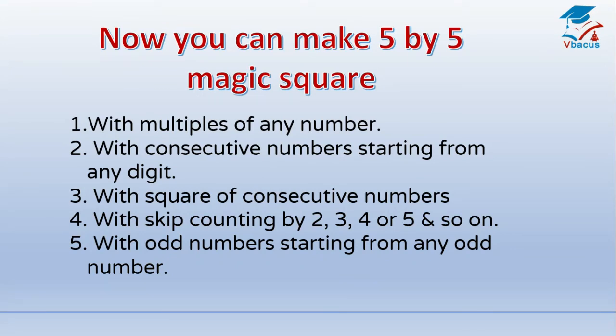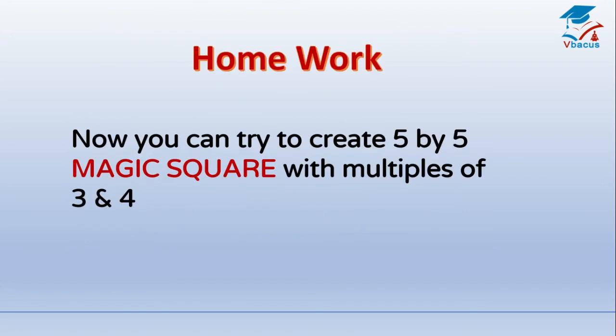Now you can make a 5 by 5 magic square with multiples of any number, with consecutive numbers starting from any digit, with the square of consecutive numbers, with the skip counting by 2, 3, 4 or 5 and so on, with odd numbers starting from any odd number. There is a homework for you. Now you can try to create a 5 by 5 magic square with multiples of 3 and 4.